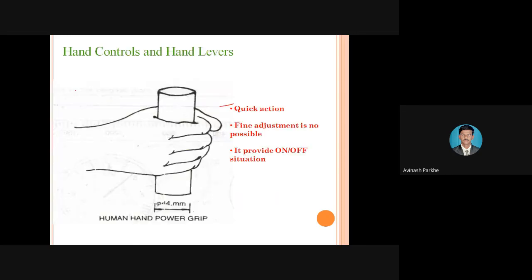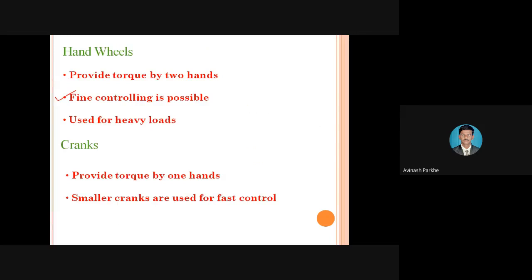So in the previous figure, with the hand lever, fine adjustment or fine controlling is not possible. But in the case of a hand wheel, fine controlling is possible. Also, it is used for heavy duty applications.